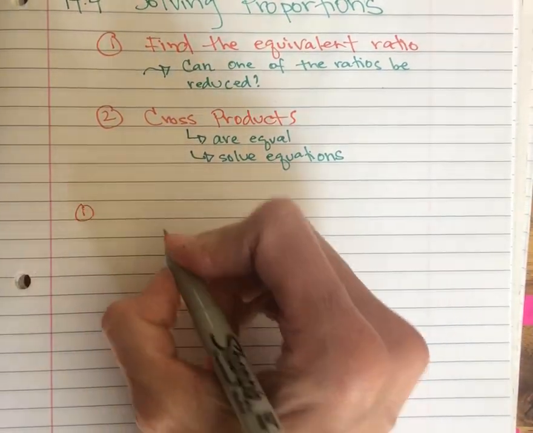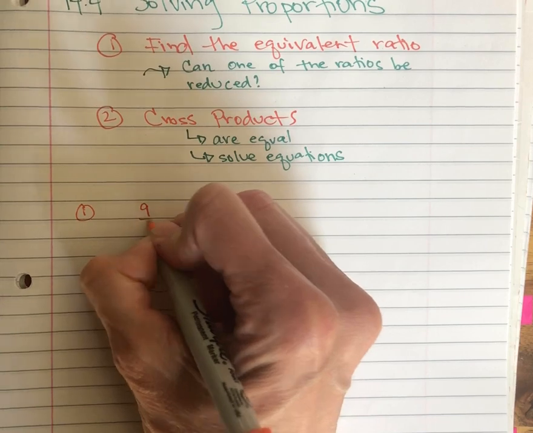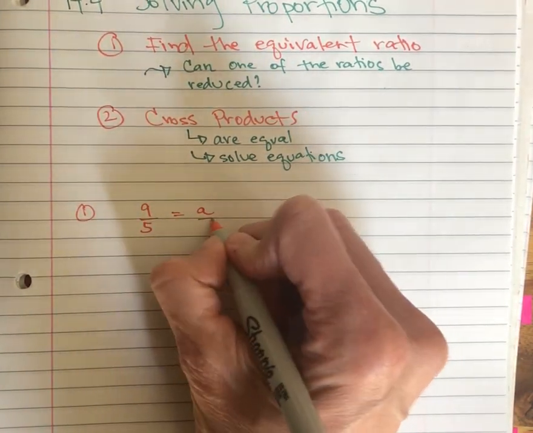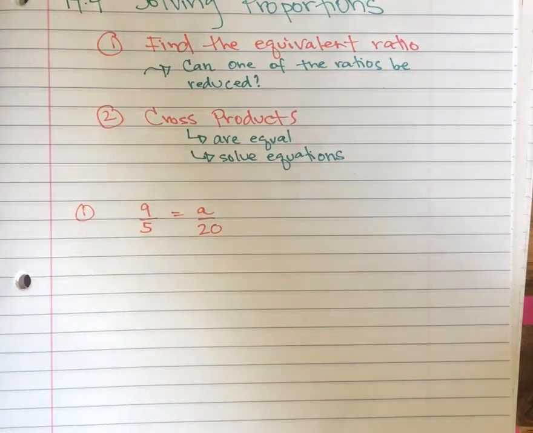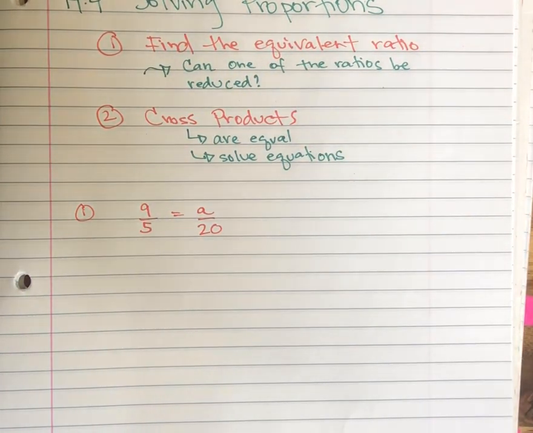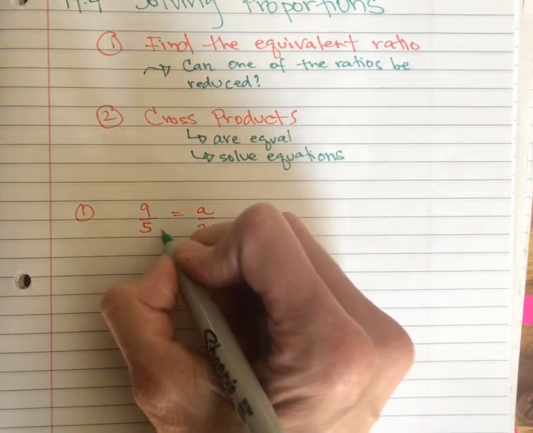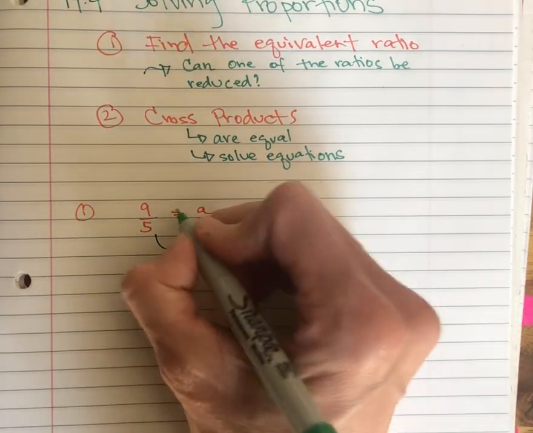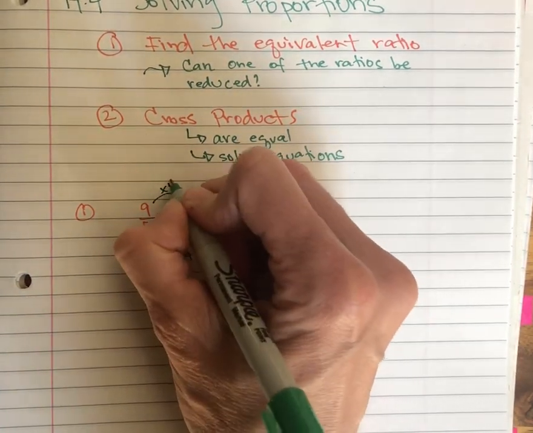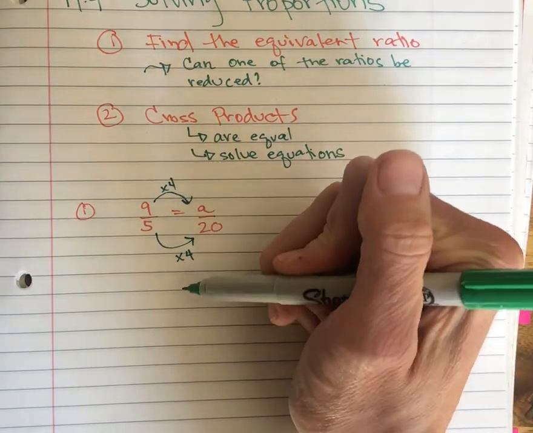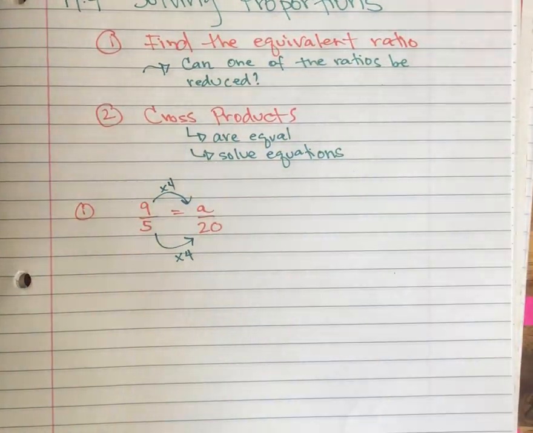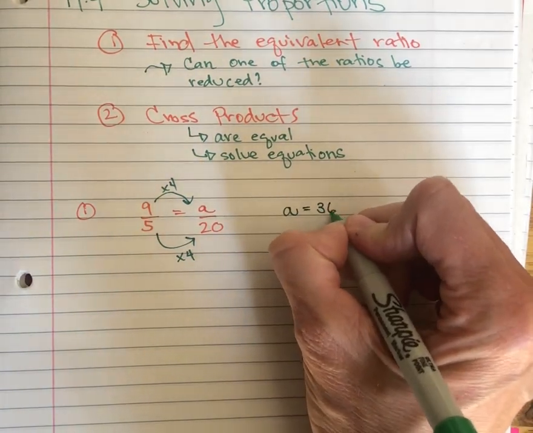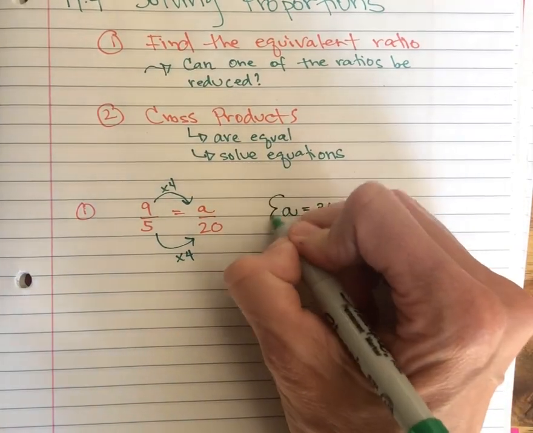Number 1, 9 to 5 equals A over 20. 9 is to 5 as A is to 20. That would be how we would read it. So how do we get from 5 to 20? Well, we need to multiply by 4. We do the same thing to the numerator and denominator to find my equivalent ratio. 9 times 4 is 36, which means the value of A is 36. So here would be my answer.